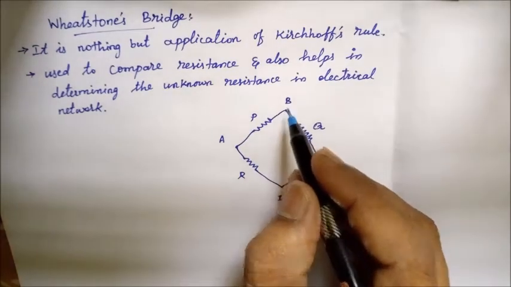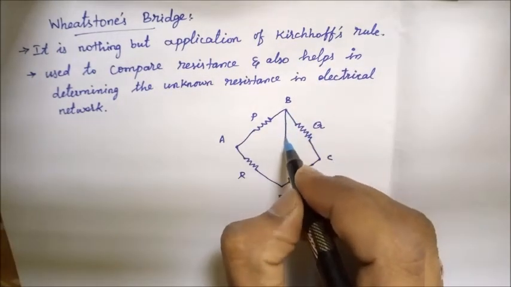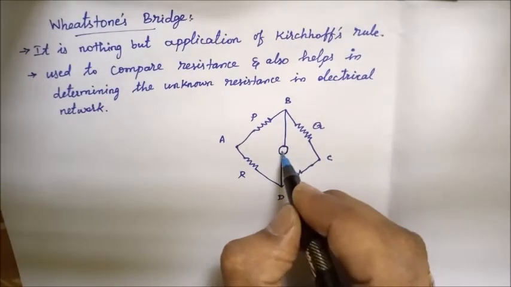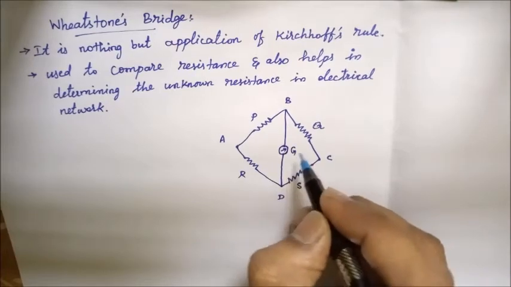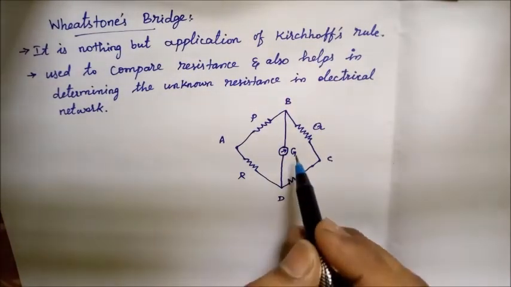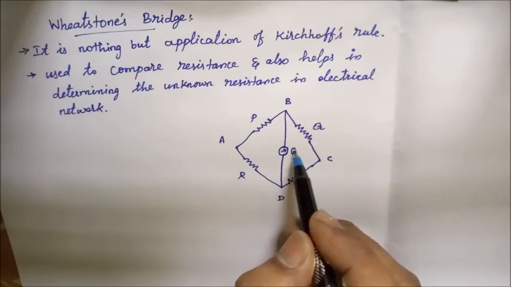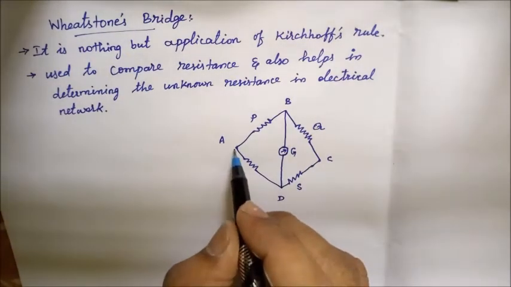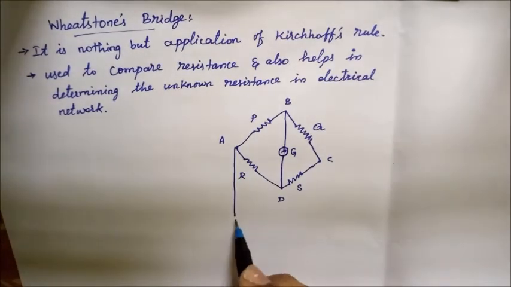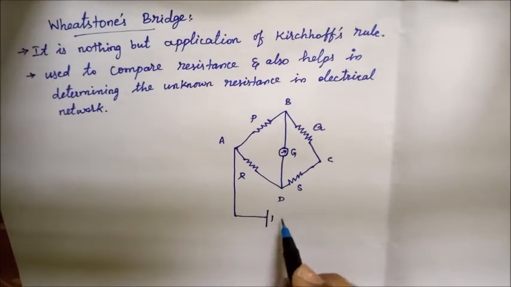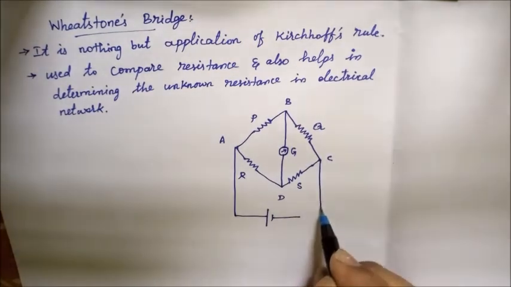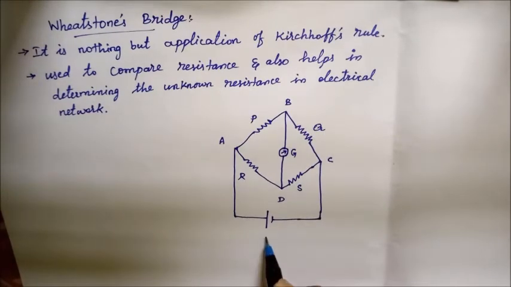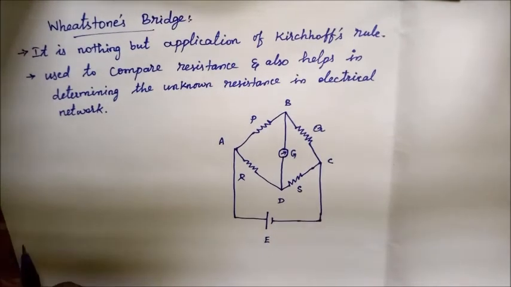Now between B and D a sensitive galvanometer is connected. The galvanometer is connected between B and D, and this will be denoted by G, and here G is nothing but the resistance of the galvanometer. Now between A and C a battery or potential is connected, and this will be denoted in terms of E.